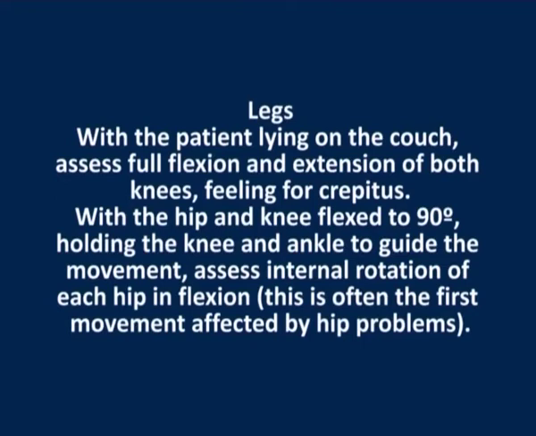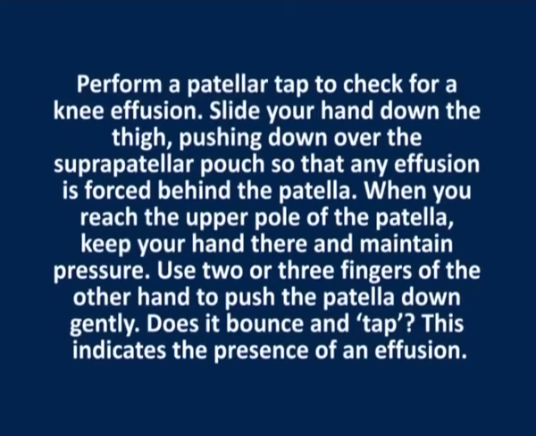Legs. With the patient lying on the couch, assess full flexion and extension of both knees, feeling for crepitus. With the hip and knee flexed to 90 degrees, hold the knee and ankle to guide the movement. Assess internal rotation of each hip in flexion. This is often the first movement affected by hip problems.